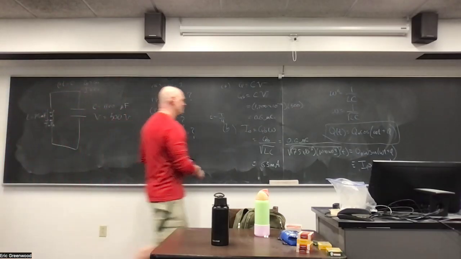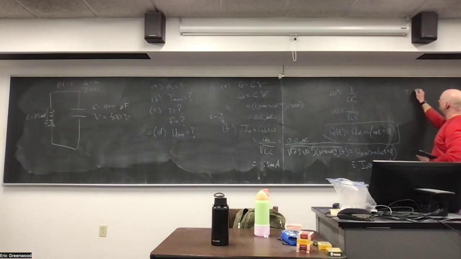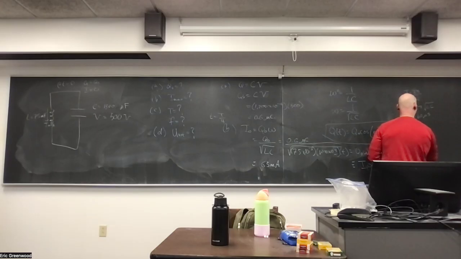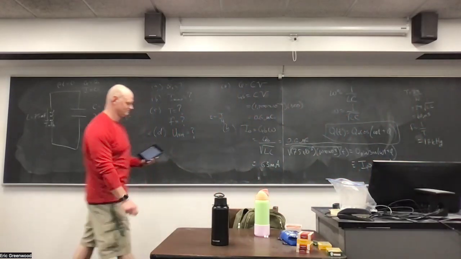Next thing is, what is the period and what is the frequency? So we know the period is equal to what? 2 pi divided by the angular frequency. So it's going to be the same thing then as 2 pi times the square root of L times C. So that's then going to be equal to 60 microseconds. And then we know the frequency is 1 over the period. So that's going to be 1 over 60 microseconds. So that turns out to be 17 kilohertz. So this then is my frequency.